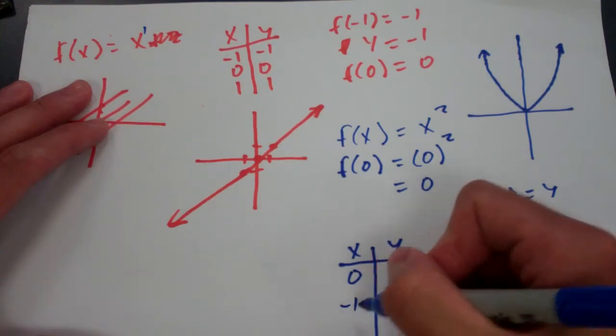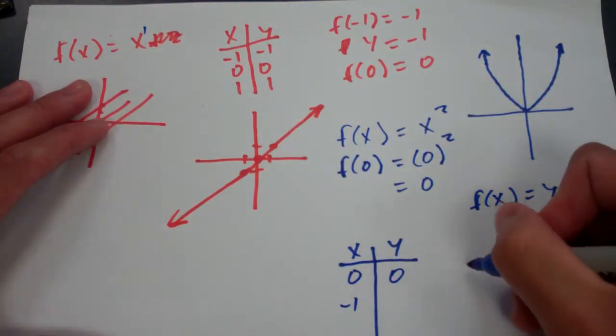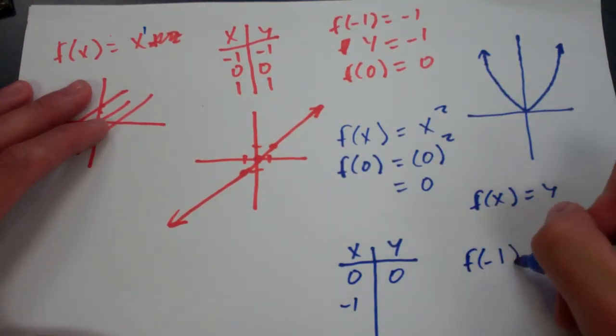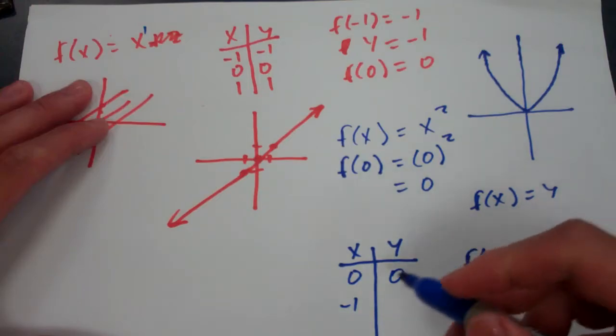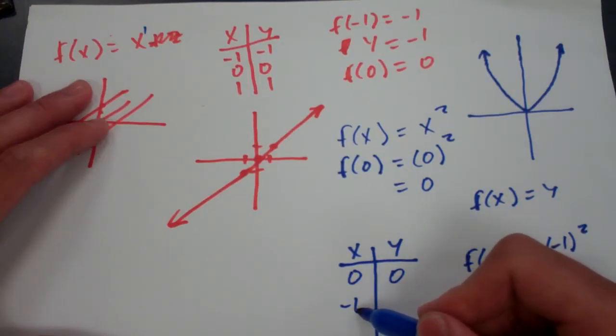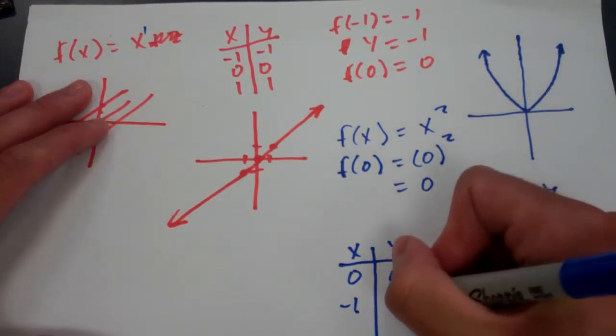If I say -1, well, okay, f of -1 is equal to -1 squared. Well, that's going to be equal to... a negative number squared is always going to be positive, right? That's going to equal 1. So if I plug in a negative value, -1 for x, then I get a positive y.